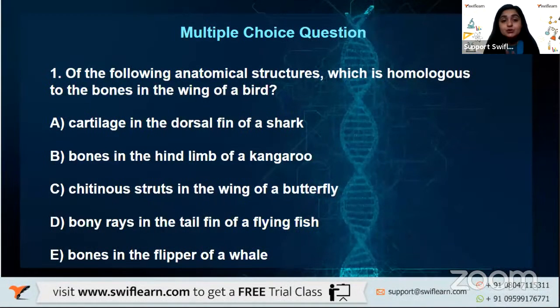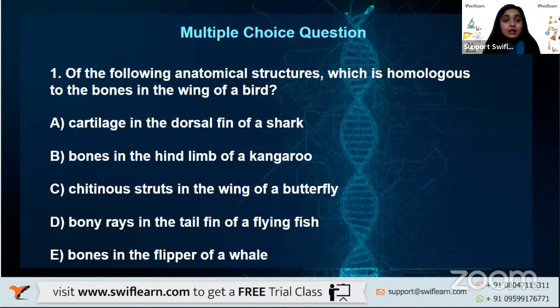Okay, now let us do some multiple choice questions and see what we have learned by now. So here we see question number 1. It says, of the following anatomical structures, which is homologous to the bones in the wing of a bird? Okay, so we had to find something that is anatomical in structure, which is homologous to the bones in the wings of a bird. Okay, let us see.